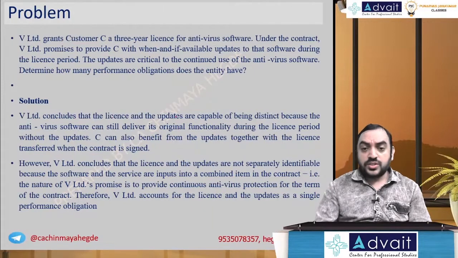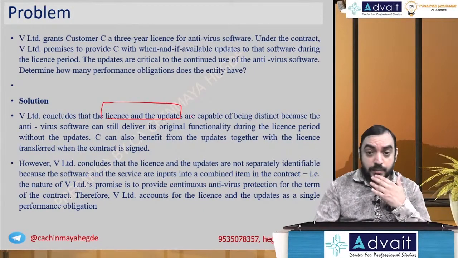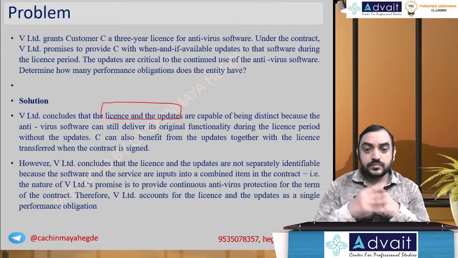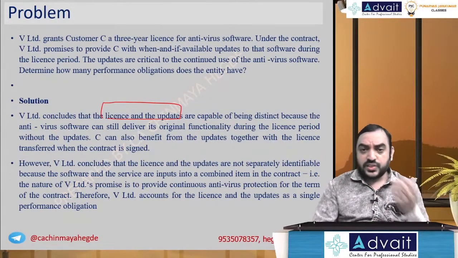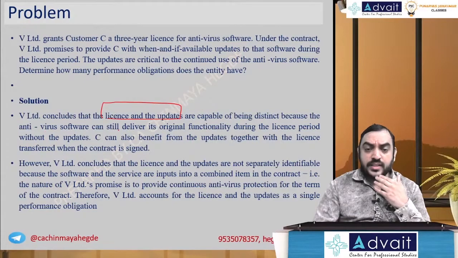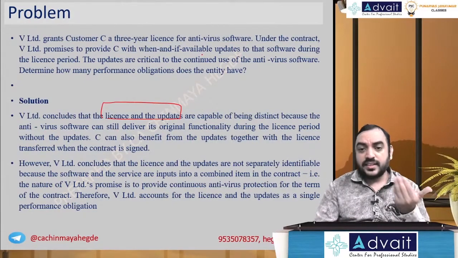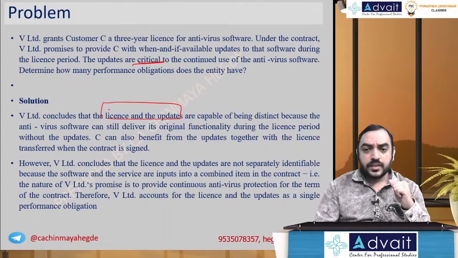We Limited concludes the license and updates are both capable of being distinct. Oh, capable of being distinct. Okay, they're distinct, fine, because the antivirus software can still deliver. Yes, they said it is critical, but it can still be used with only the software. Are they telling a different answer here? The antivirus software can still deliver the original functionality during the license period without updates. C Limited can also benefit from the update together with the license transferred when the contract is signed.